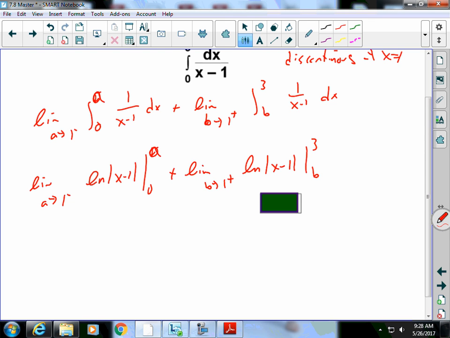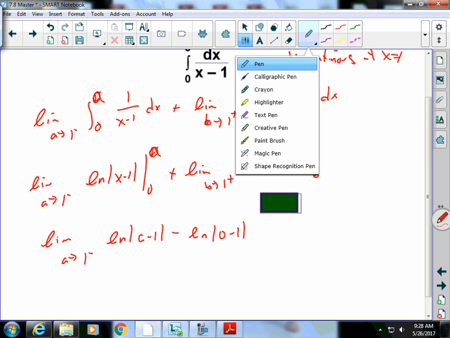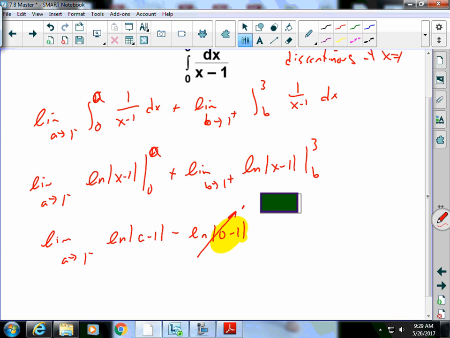All right. Well, if we look at this, we're going to look at the limit as a approaches 1 from the left of the natural log of a minus 1, subtract the natural log of 0 minus 1. I'm going to stop here for a second because I want to talk about a couple things. We're taking the absolute value. So it doesn't matter that there's a negative 1 in there. That whole thing is going to approach positive 1. It's the natural log of 1, so this thing is 0.